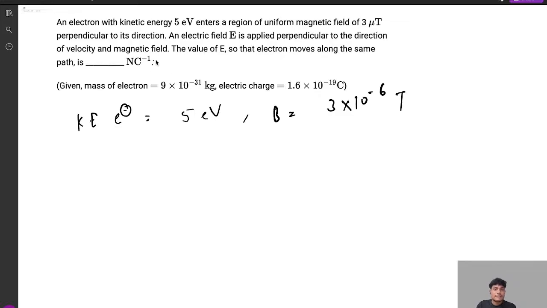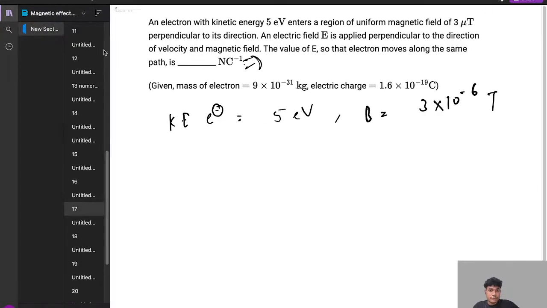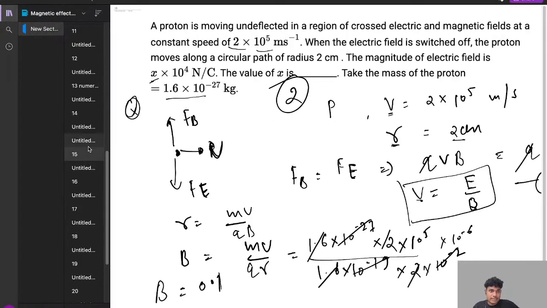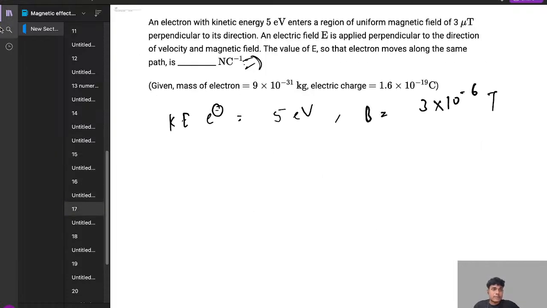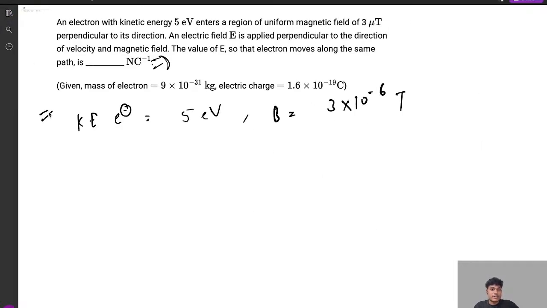It is the same as I have solved before. Same question, I think I just solved it. This is the same as that. So please try this by yourself. Please pause the video and try by yourself first, then I will tell you.